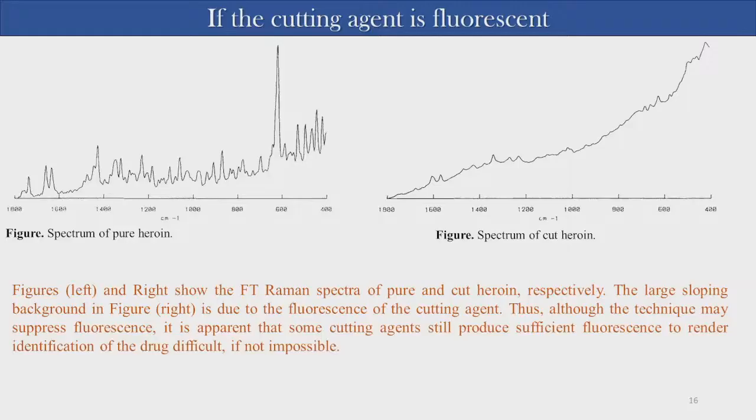So that was the cocaine, and this is the heroin. Heroin also, you see the spectrum of heroin, this is why it is like this. What is the reason for this? Yes, fluorescence background. But from there they will get the information.